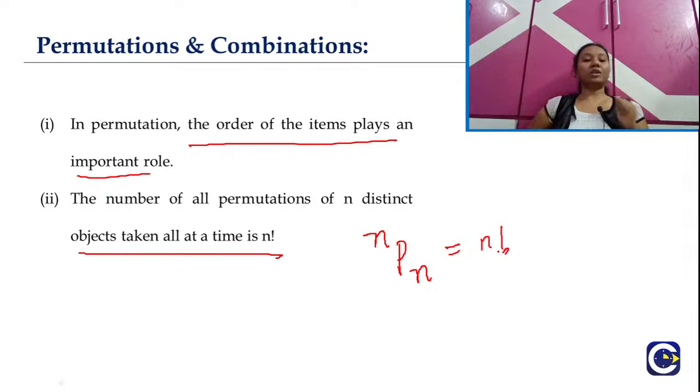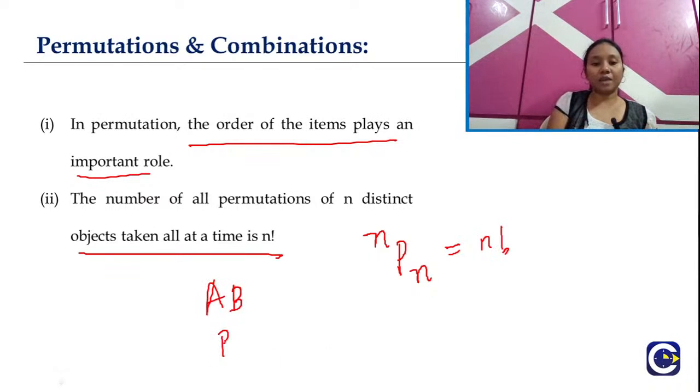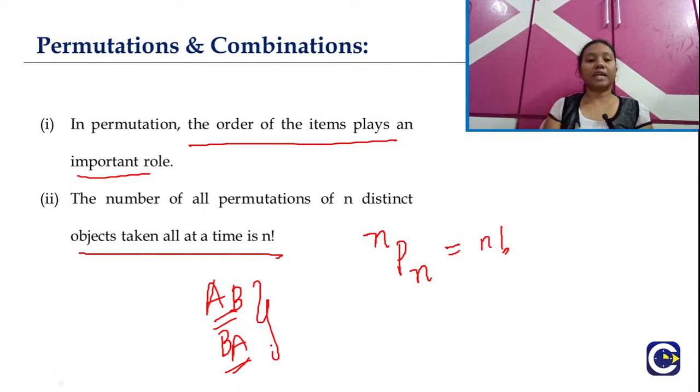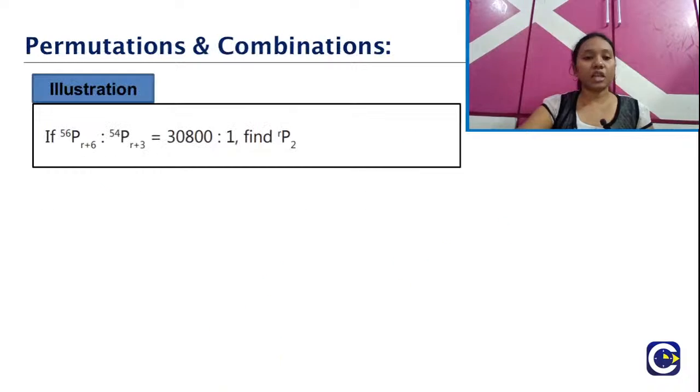The only thing we have to remember in permutation, which is very important, is that it is arrangement, and the order of the items plays an important role. We have to keep that in mind. That means if it is AB and BA, these two are considered two different arrangements, not a single one. That's what is meant by the order of the items playing an important role in permutations. Right, so let's move on.